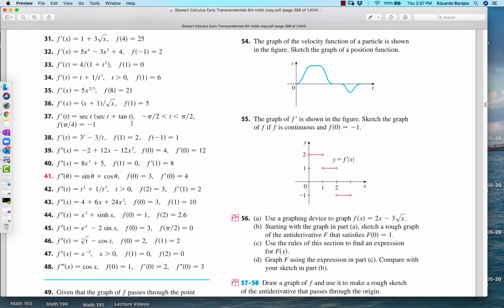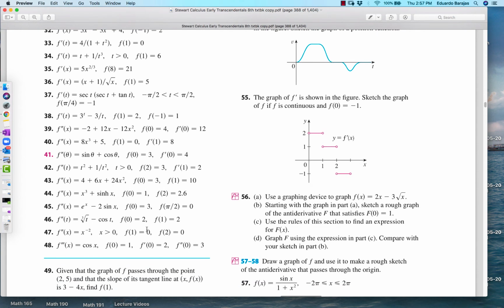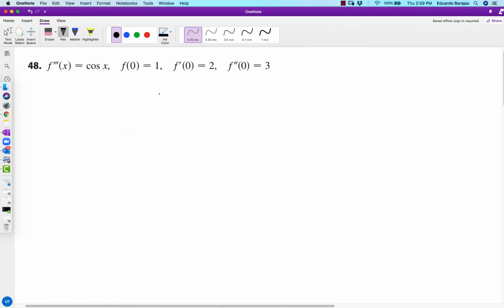Okay, now sometimes boundary conditions will be given so that you can identify the value of those constants. Let's try, for example, number 48. Given that the third derivative of a function equals cosine of x, and that f of 0 equals 1, and that f prime of 0 equals 2, and that the second derivative of 0 equals 3. Of course, this one says find f of x that satisfies all these conditions.